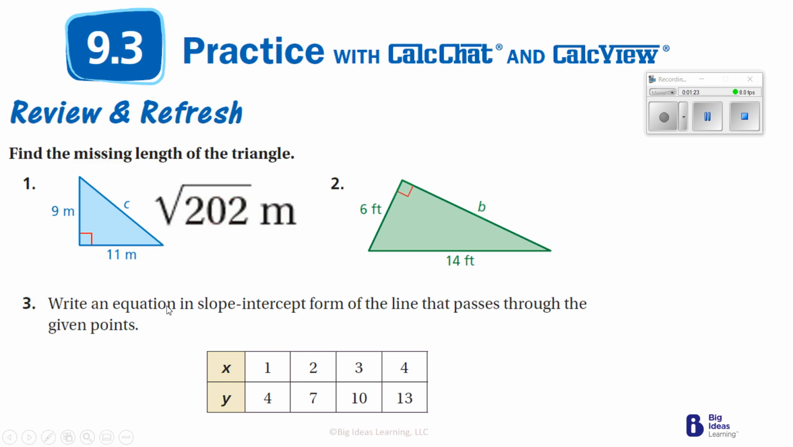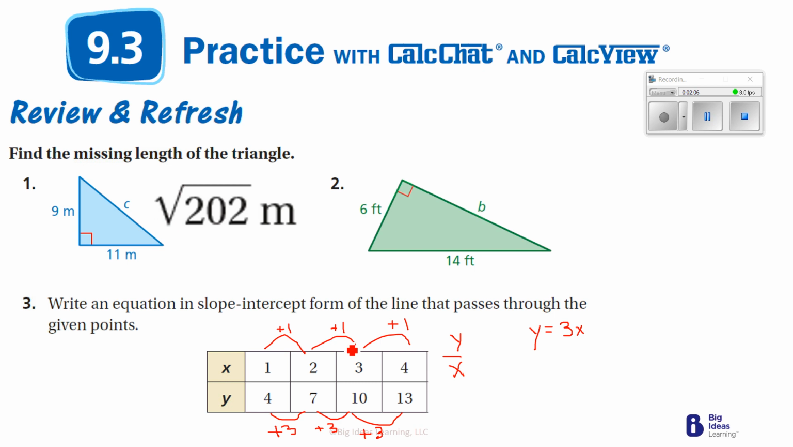Let's go to number 3. Write an equation in slope-intercept form for the line that passes through here. I know that the slope is going to be, let's see, x increases by 1 each time. Y increases by 3 each time. So that means, remember, I always put y over x as my slope. So when I have y equals, my slope's got to be 3 over 1. And 3 over 1 is 3. So that's going to be 3x.